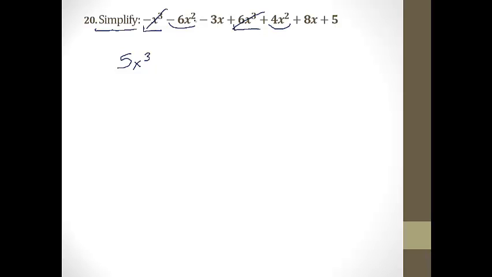So negative 6x squared and positive 4x squared make negative 2x squared, because you just add the coefficients, negative 6 and positive 4. And then we have the x terms, negative 3 and positive 8. When you add negative 3 and positive 8, you get positive 5x. And the last term is just a 5, and there's no other constant term to combine with it, so we just have positive 5 there. So that's the simplify, just combining like terms.